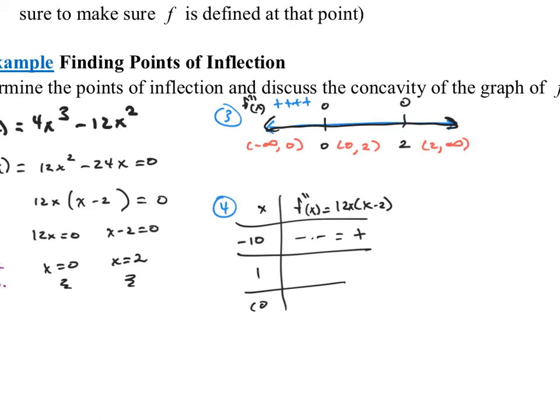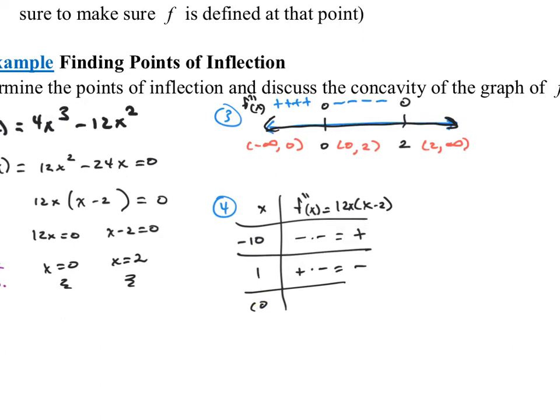Let's look at the next interval from 0 to 2. I chose a test point of 1. Well, plugging it into the second derivative, 12 times 1 is a positive value. And then plugging into x minus 2, 1 minus 2 is a negative value, and a positive times a negative is a negative. Because it was negative at our test point in that interval, it must be negative at every point in that interval. Let's look at when x equals 10.